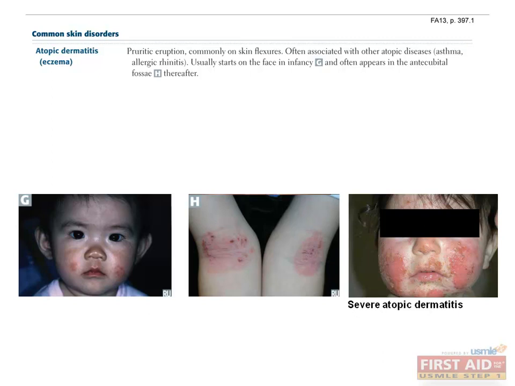Atopic dermatitis is an important disease to know that you likely already know is more commonly called eczema. Eczema is classically itchy and occurs in many areas over the body, particularly in the flexures of the extremities. Usually, atopic dermatitis is just one piece of a greater atopic triad, which includes asthma and allergic rhinitis.